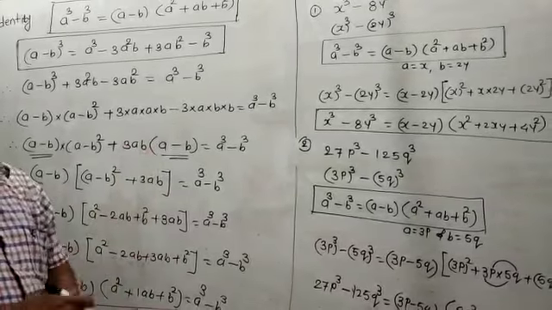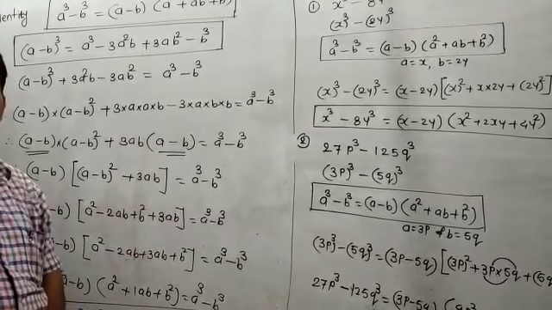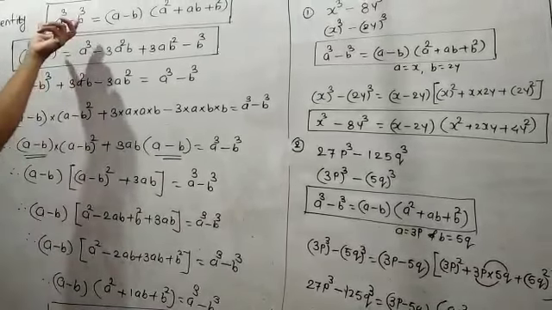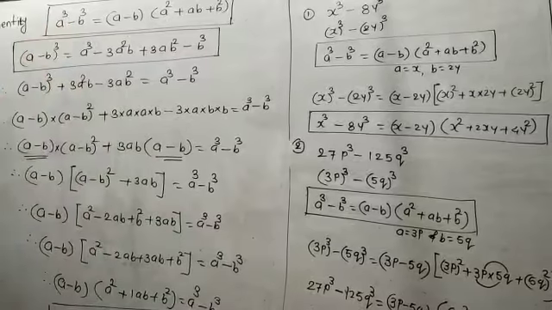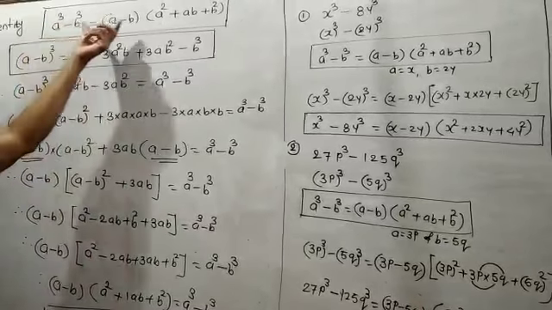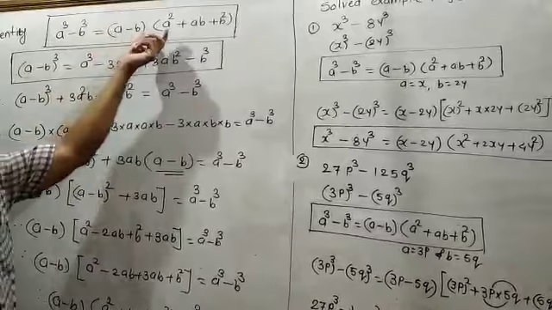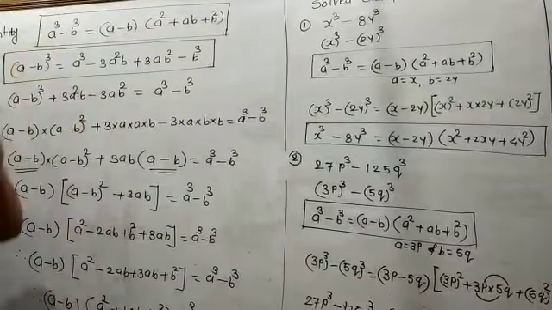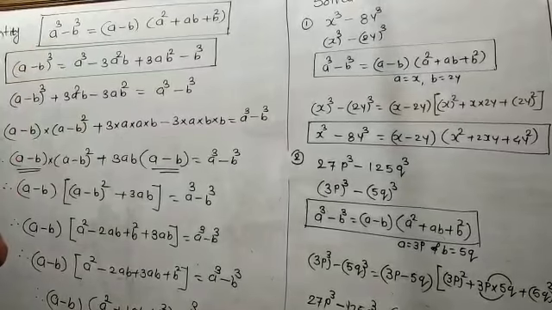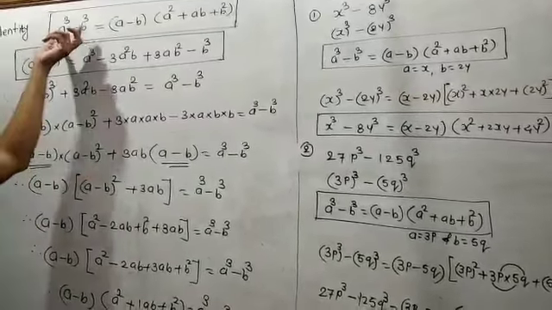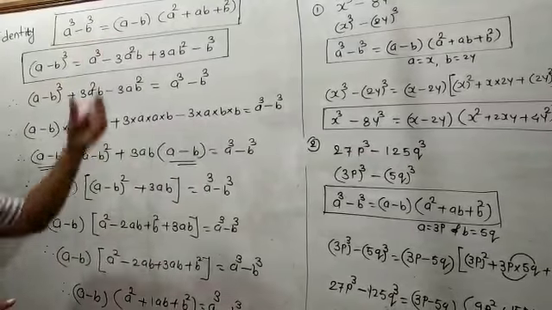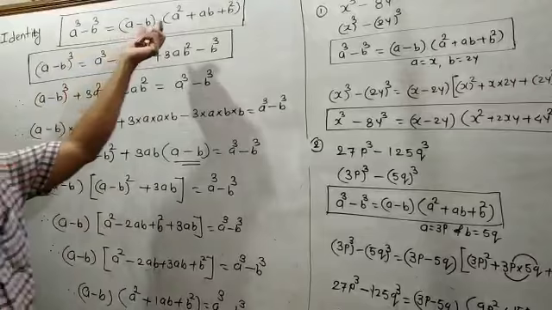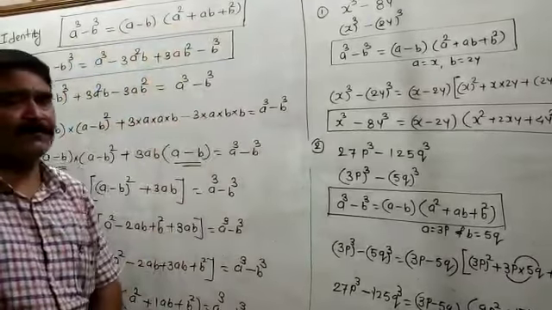Already we saw the identity of a cube plus b cube. In the same manner, you have to write the identity for a cube minus b cube. A cube minus b cube is equal to a minus b in one bracket, in another bracket a square plus ab plus b square. For a cube plus b cube and for a cube minus b cube, the signs are different in the given identities. So a cube minus b cube is equal to a minus b in one bracket, in another bracket a square plus ab plus b square.